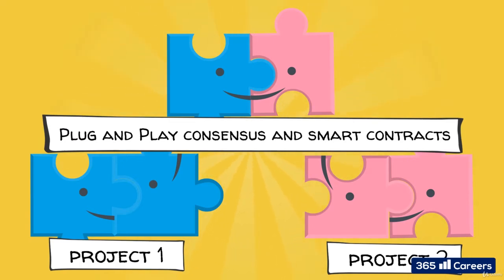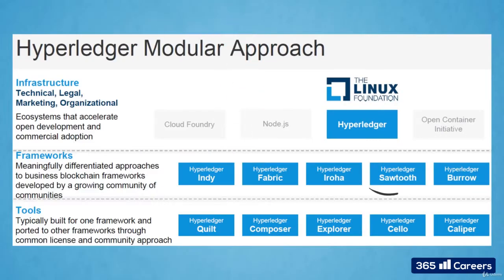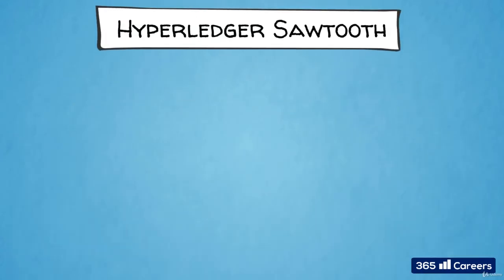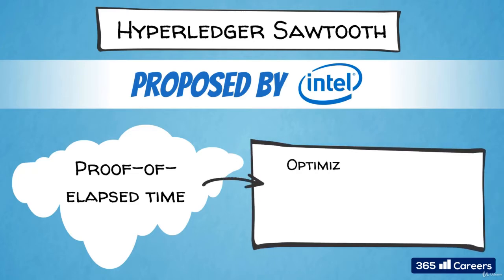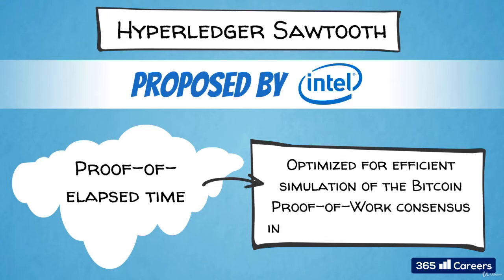Hyperledger Sawtooth. Sawtooth, a project initiated by Intel, delivers another modular platform for distributed enterprise applications. It involves a novel consensus algorithm called Proof of Elapsed Time, or POET, which is optimized for efficient simulation of the Bitcoin proof-of-work consensus in a trusted corporate environment.